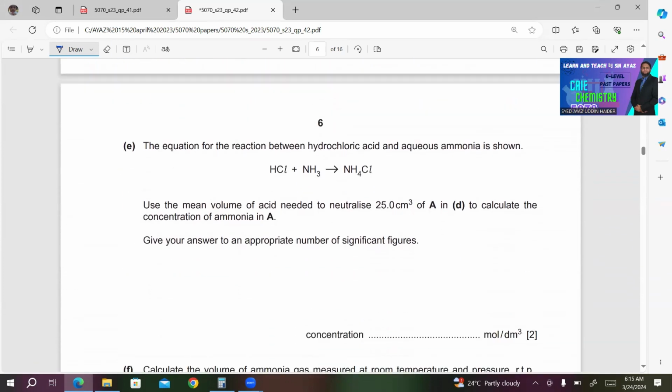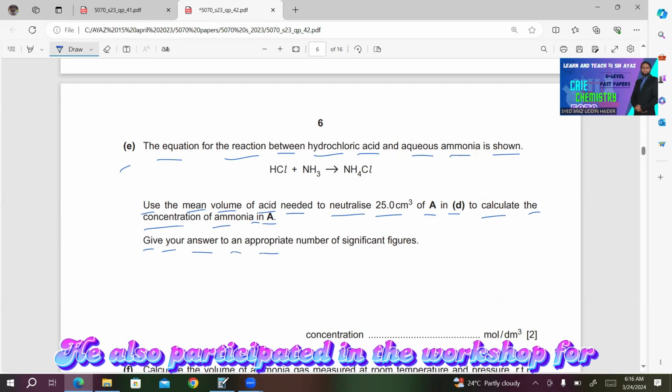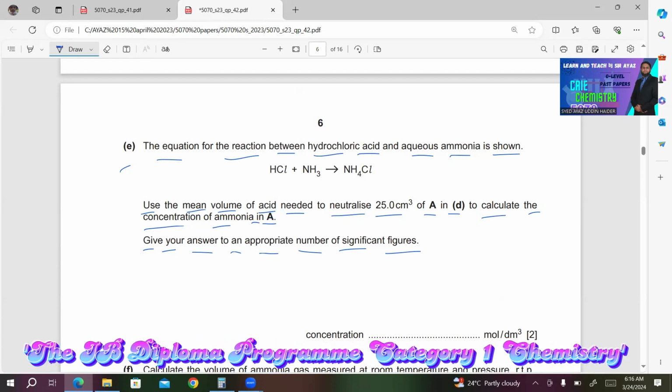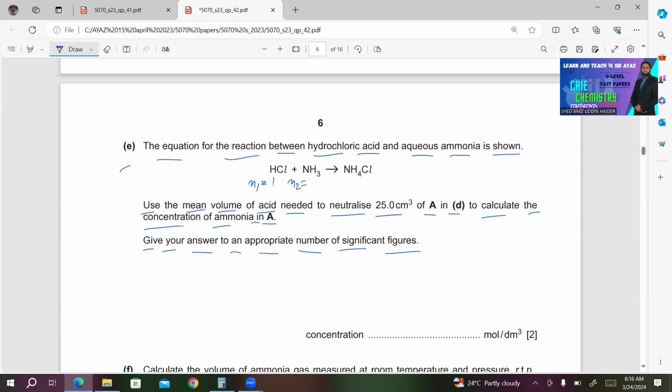Moving to the next part. E. The equation for the reaction between hydrochloric acid and aqueous ammonia is shown. HCl plus NH3 gives NH4Cl. Use the mean volume of acid needed to neutralize 25 centimeter cube of A in D to calculate the concentration of ammonia in A. Give your answer to an appropriate number of significant figures. Now we have the number of reacting moles. For example, if the number of reacting moles for HCl is N1 and it is 1 here, I will take N2 as the number of reacting moles for NH3.